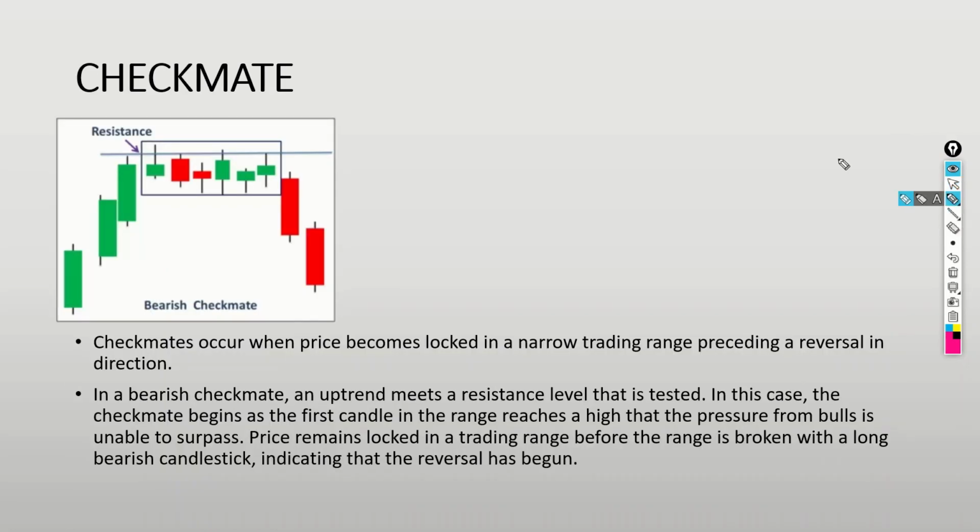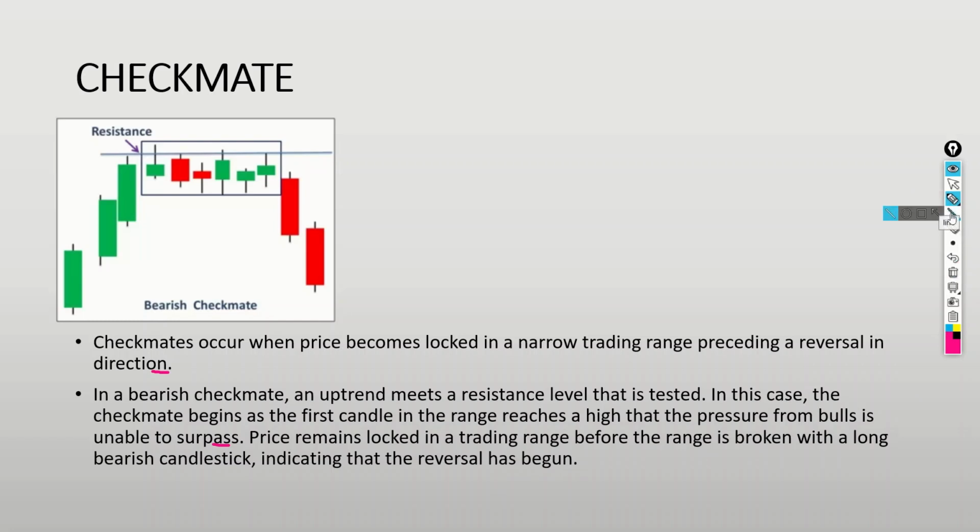So another candlestick pattern we're going to be looking at is what we call the checkmate. Checkmates occur when price becomes locked in a narrow trading range, preceding a reversal in direction. So in a bearish checkmate, an uptrend meets a resistance level that is tested. The checkmate begins as the first candle in the range reaches a high that the pressure from bulls is unable to surpass. Price remains locked in a trading range before the range is broken with a long bearish candlestick, indicating the reversal in trend.